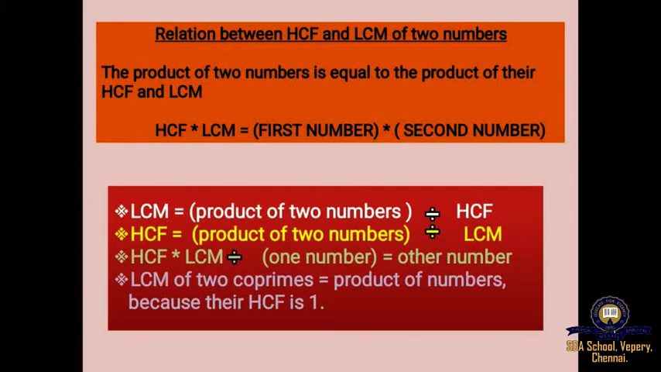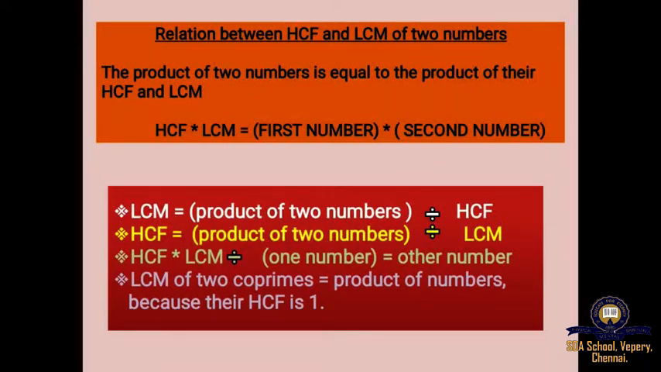So if you want to find LCM and they have given the HCF and two numbers, you should use LCM is equal to product of two numbers divided by HCF. If you want to find HCF when LCM and two numbers are given, then HCF is equal to product of two numbers divided by LCM. Next is HCF into LCM divided by one number is equal to another number. So if you want to find another number when only one number, HCF and LCM are given, you can use this relation.